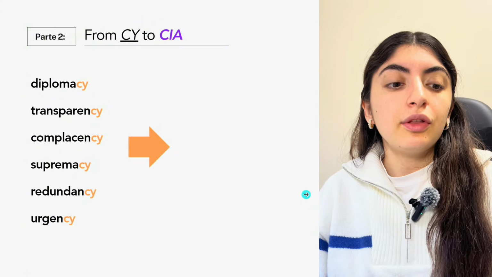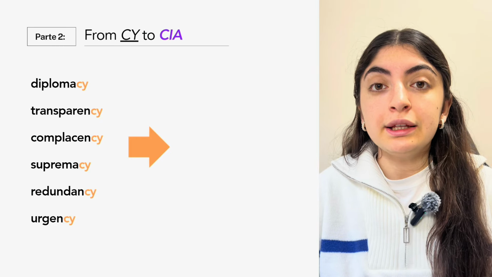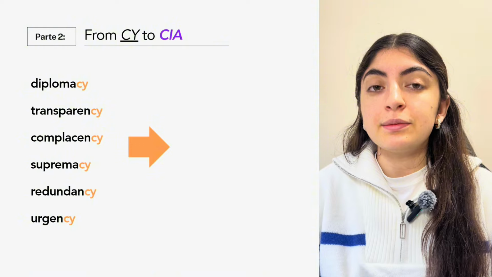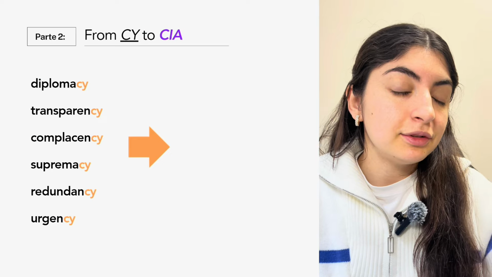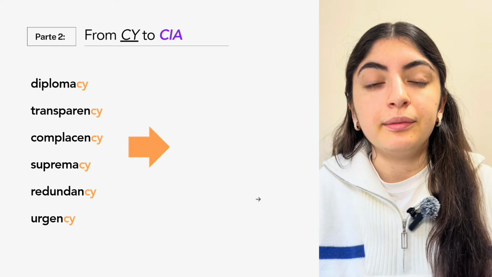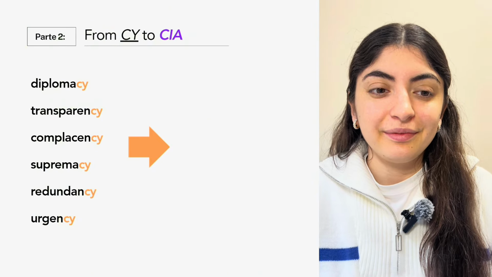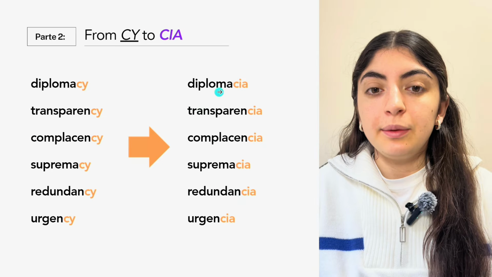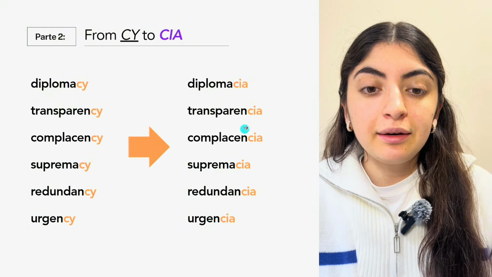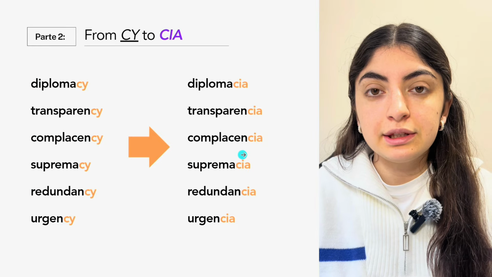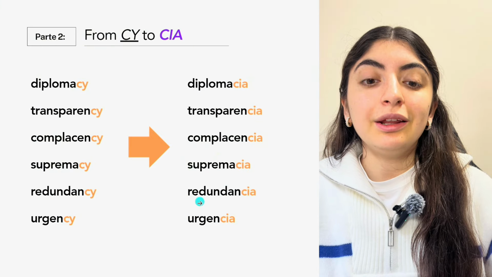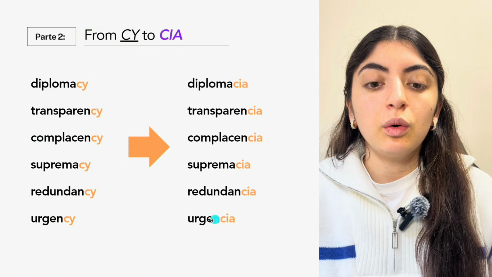But try to think about it or write it in the comments. How would they look like if you apply this method? Now, do it and I will show you. If you want, pause the video. Now, here you have it. Diplomacia, transparencia, complacencia, supremacía, redundancia, urgencia.